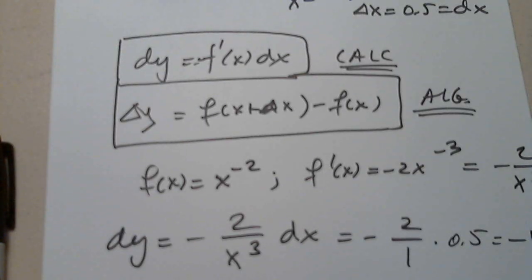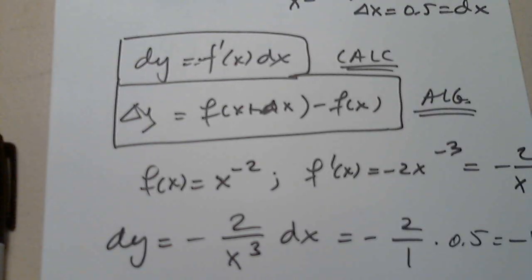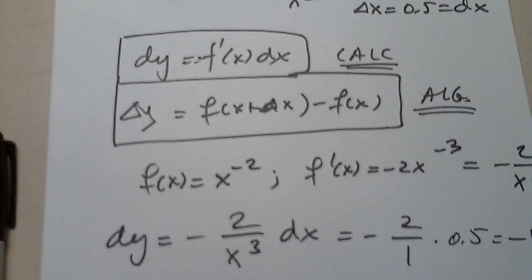For delta y, again, I have to plug in the numbers. 1 plus 0.5, so this is f of 1.5 minus f of 1. You don't have to do this by hand, you can do it with a calculator. You just have to plug them in.